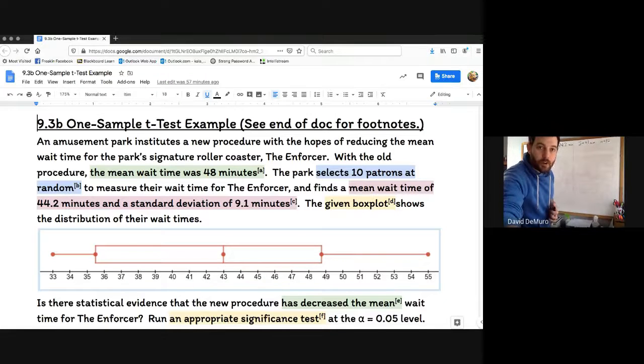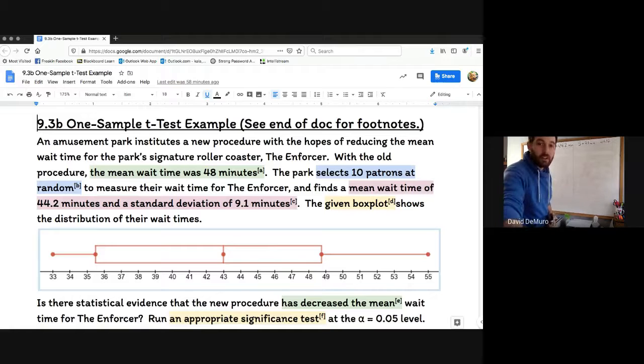Yeah, there we go. All right, so in this example, let's say an amusement park has instituted a new procedure with the hopes of reducing the mean wait time for that park's signature roller coaster, the Enforcer. With the old procedures, the mean wait time for that roller coaster was 48 minutes, and the park selects a random sample of 10 patrons to measure their wait time for the Enforcer. For those 10 patrons, they find a mean wait time of 44.2 minutes and a standard deviation of 9.1 minutes.